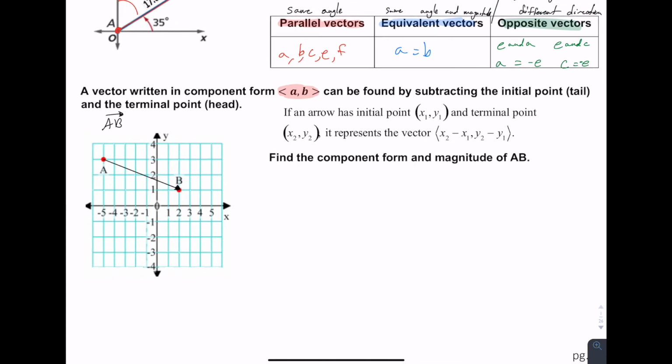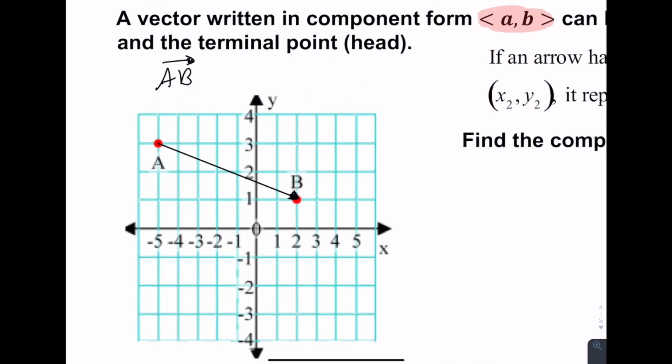Now, if an arrow has initial point x1, y1, and terminal point x2, y2, then it can be represented as a vector like this. It looks scary, but really you're just subtracting. Now let's actually get the value of the vector. This one right here, if we go back 5 units, and this one goes up 3 units, this is negative 5, comma 3. This is your x1, y1. And then this one goes 1, 2, and then up 1. So this is 2, comma 1. This is your x2, y2.